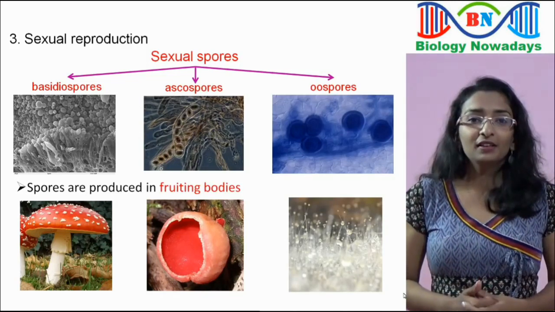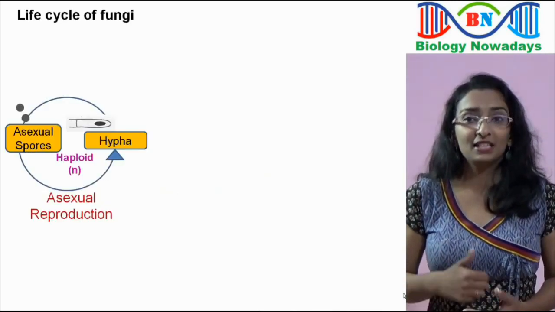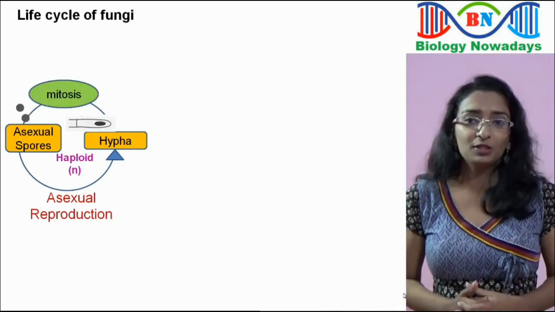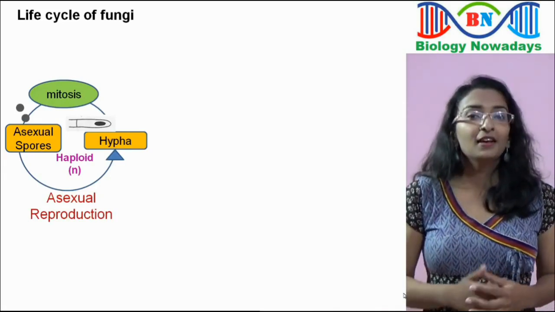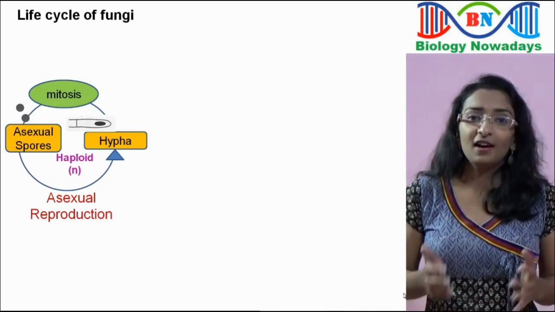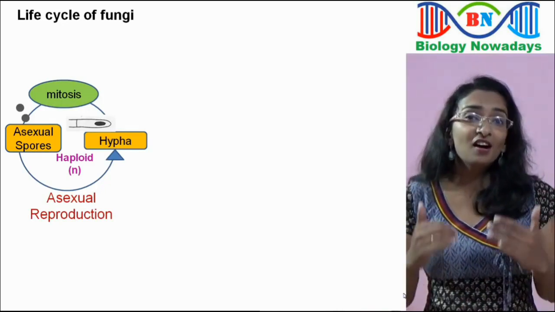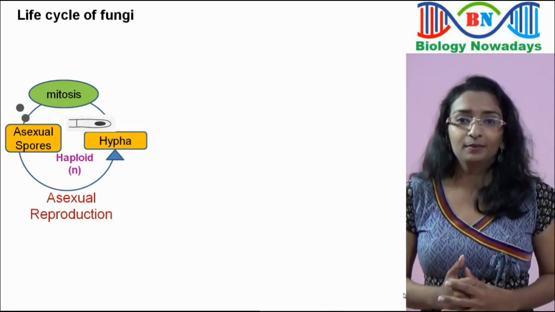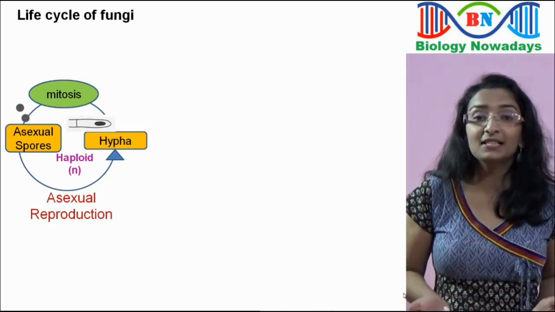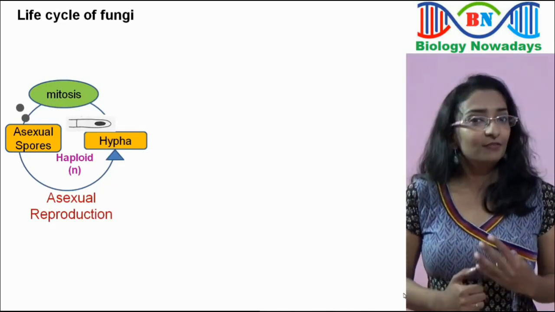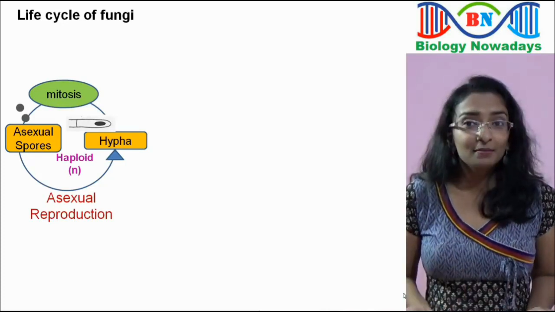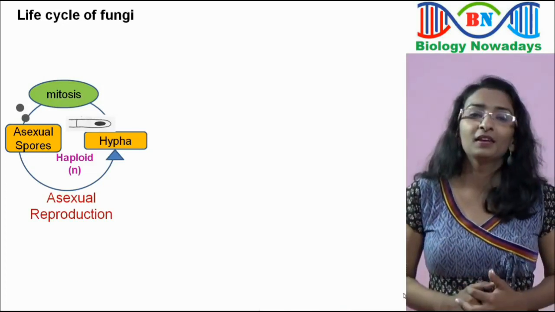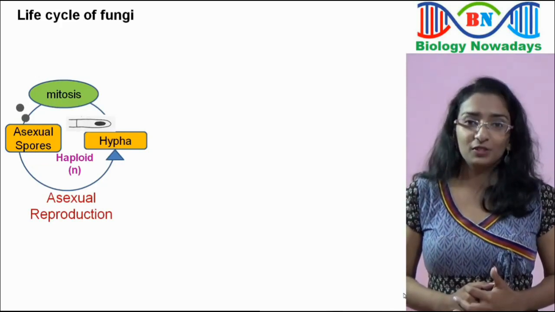About the life cycle of fungi: a haploid hypha will form asexual spores through mitosis and each spore on germination will give rise to a haploid hypha. Haploid means the nucleus of the hyphal cells contains only half the number of chromosomes, or one set of chromosomes, which is indicated as N. For example, in the case of Penicillium notatum, the chromosome number is 4. So, a haploid cell means the nucleus will contain only half, or in this case 2. This is the asexual reproduction cycle of fungi.